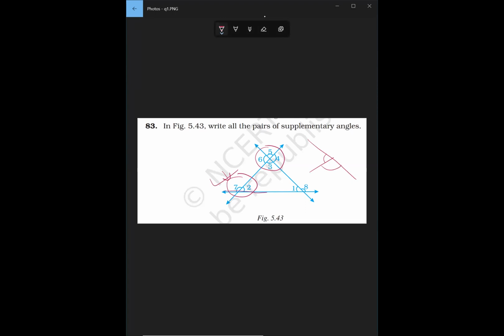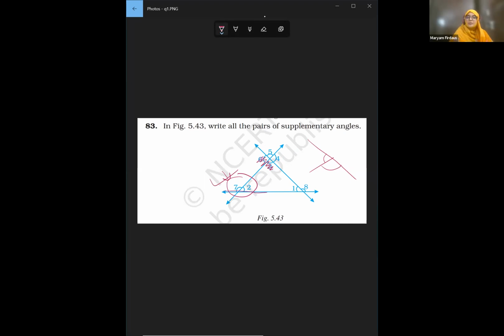5 and 4. Very good. 5 and 4. But how? Okay, if you look closely, just forget about everything else. Forget about these. Can you see 5 and 4? Yeah. Now in 5 and 4, are they lying on the same line? Do they make a linear pair? Yes. So that is why they are supplementary.